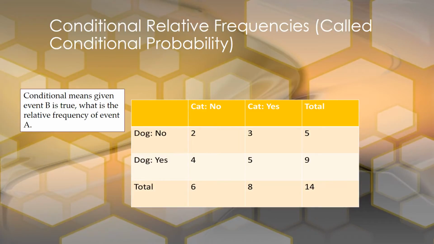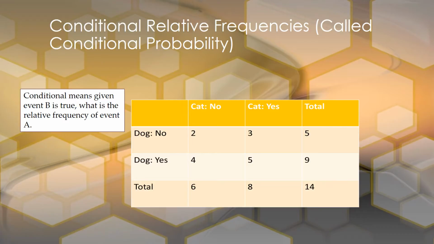Alright, now I'm going to talk about conditional relative frequencies. These are usually called conditional probability. So if you Google this, you should Google conditional probability. I just haven't gone over probability, so I'm going to call it conditional relative frequencies because it makes more sense for us right now. But if you want more help on it, it's probably called conditional probability when you look it up. So conditional means that given event B is true, what is the relative frequency of event A?